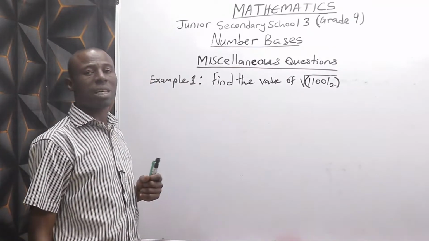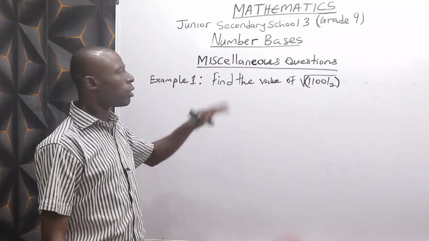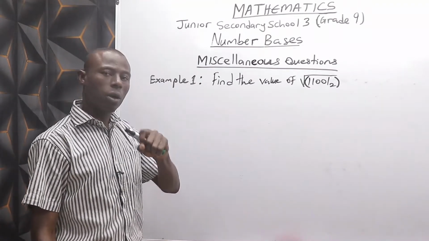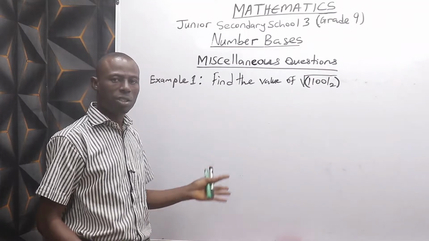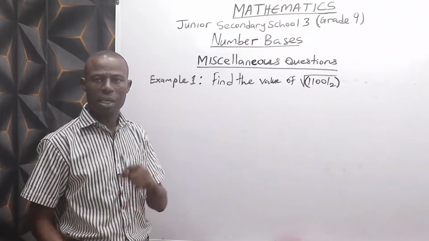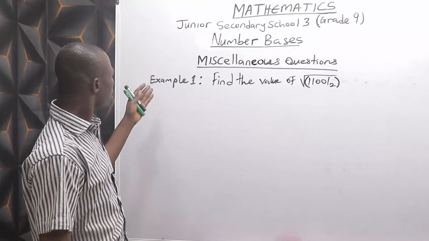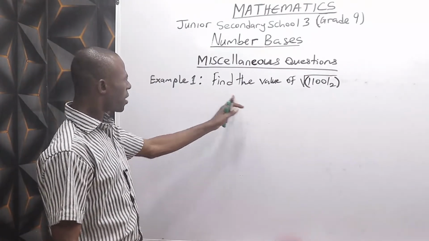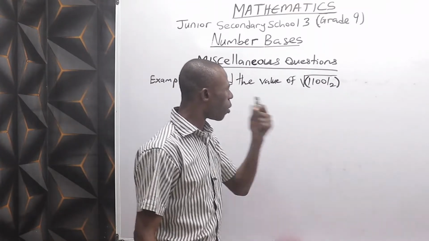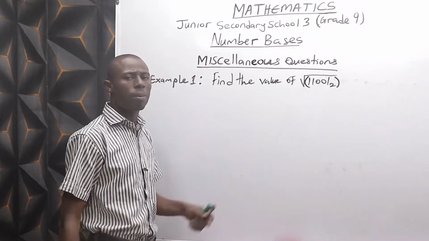We now come to miscellaneous questions. Having done justice to all the concepts under number base, the conversions, the addition, subtraction, multiplication, and division, we now come to miscellaneous questions. Example 1: find the value of the square root of 11001 base 2.